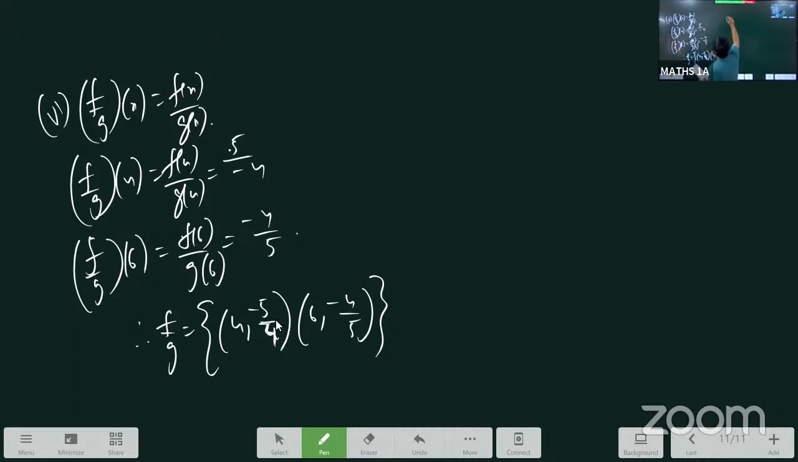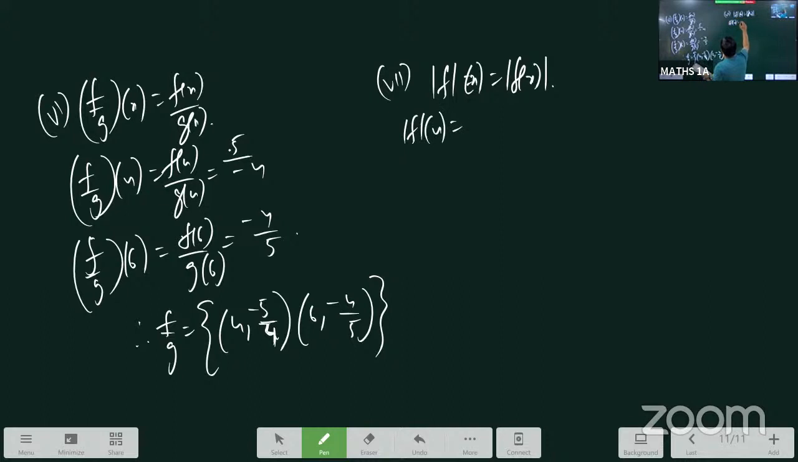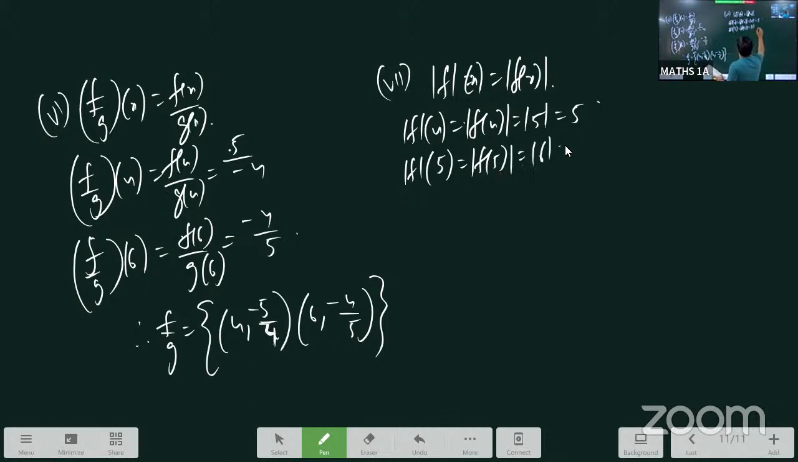Next, mod f. That is your 7th bit I am talking about. Mod f of x is nothing but mod of f of x. Okay. Let us start now. Again, single function. Single function means I should take mod f of 4. That is mod of 5, that is 5 itself. Mod f of 5, that is mod of f of 5. I should take the complete domain of f. So domain of f is 4, 5, and 6. Is it clear? That is mod 6 is 6.